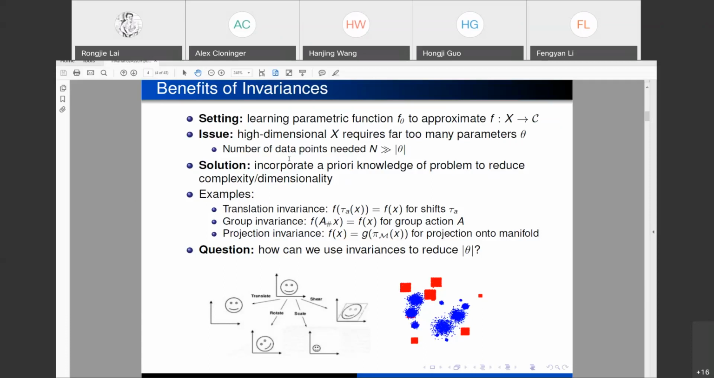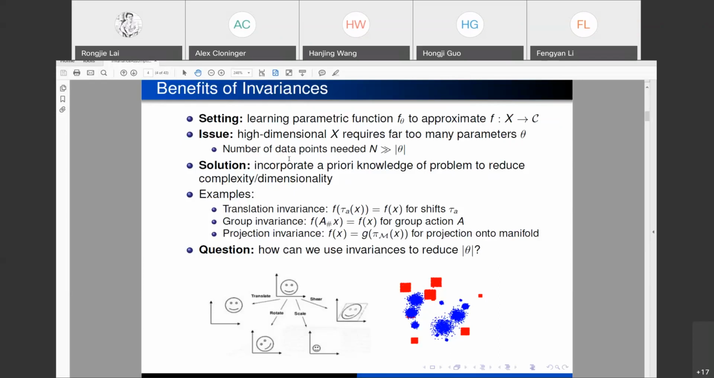Well, one way you can find a partial solution is to incorporate a priori information about your problem to really reduce the dimensionality. And the way that I'm going to talk about it is through the concept of invariances. So for example, maybe by incorporating the fact that the function that I'm trying to learn has to be translation invariant, I can reduce the number of parameters needed. Or invariant to some sort of group action. Or invariant to, say, projection onto a low-dimensional manifold, a low-dimensional space, right? So all of these invariances we're going to start to talk about. And the question is, how do we actually use these invariances to reduce the complexity of our parametric model?